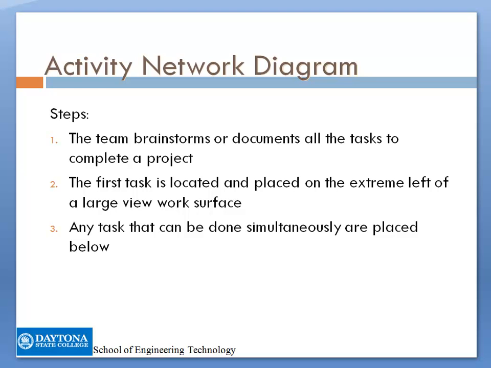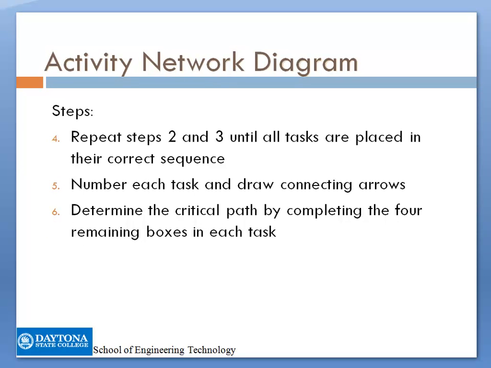The way that we build it is that the team brainstorms or documents all the tasks to complete a project. Then these tasks are recorded so all members can see them. Then the first task is located and placed on the extreme left of a large view work surface. Any tasks that can be done simultaneously are placed below. Then you have to repeat steps 2 and 3 until all tasks are placed in the correct sequence. Then number each task and draw connecting arrows. Then you determine the task completion time and post it in the lower left box. These completion times are recorded in hours, days, or weeks.